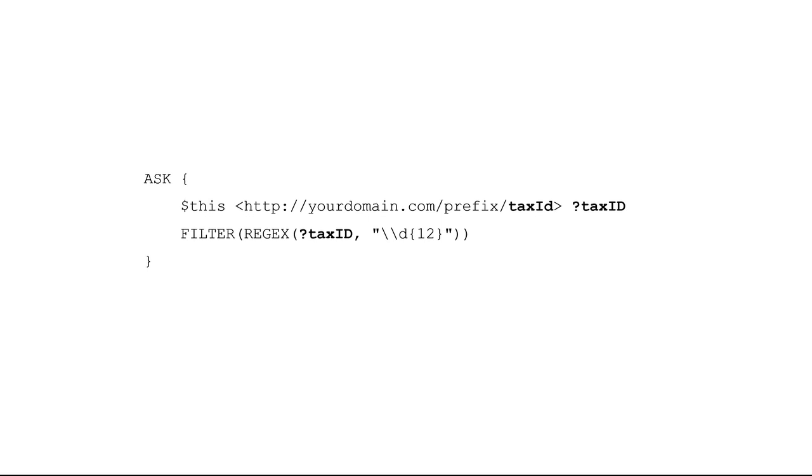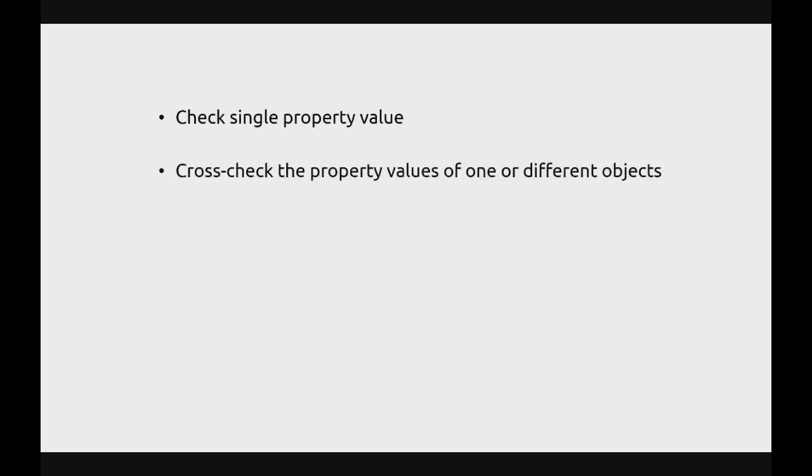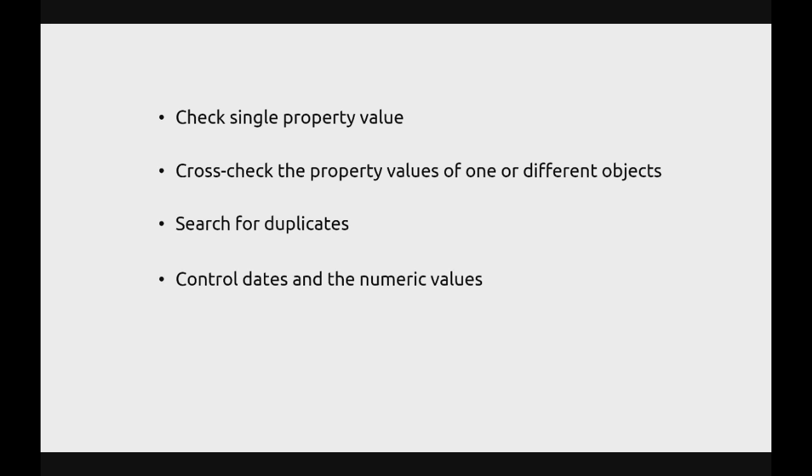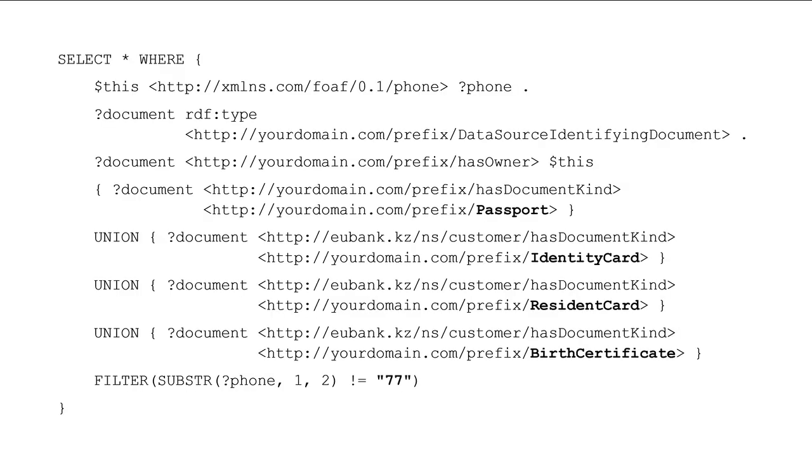The constraint's syntax is rather rich. We can cross-check the property values of one or different objects, search for duplicates, control dates and the numeric values, use the control ratios, and much more. In this example, the rule checks that the document has the valid issue date between 1920 and today. The next rule checks that if the customer has a local phone number starting with 77, this customer's document must be either an identity card, resident card, or birth certificate.